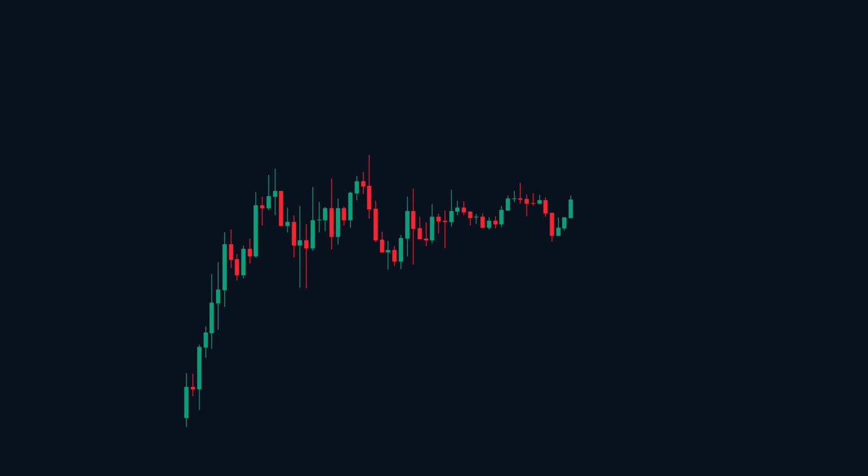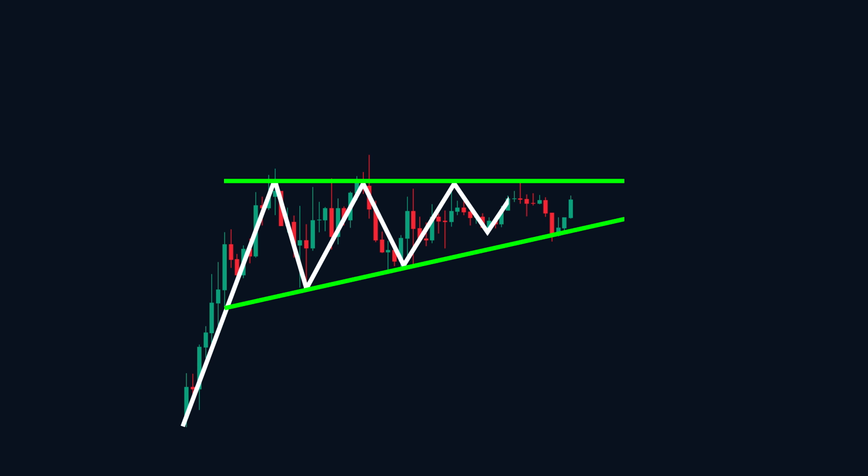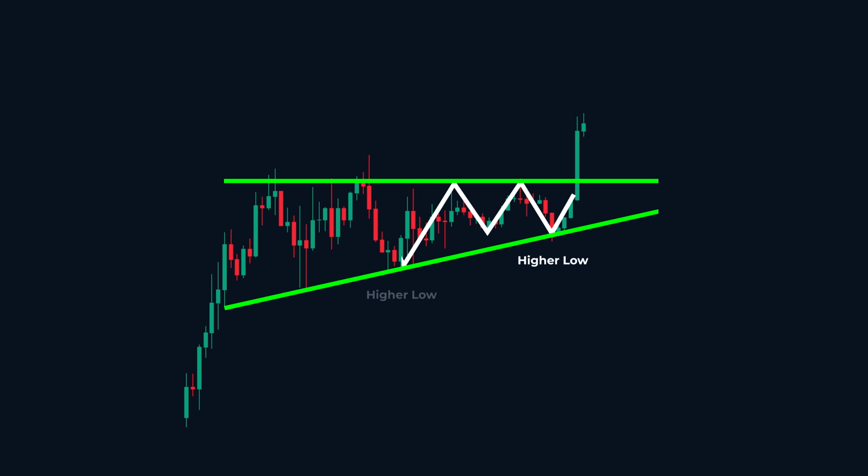Now here's a real example. Price moving up. Then it moves into a consolidation, where buyers keep stepping in earlier each time, forming higher lows. Eventually, price breaks the pattern and closes above the resistance, confirming that buyers have taken control.